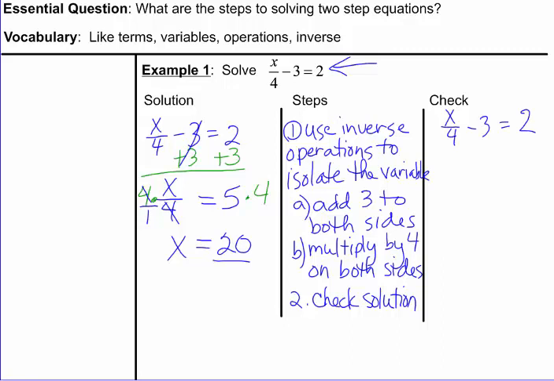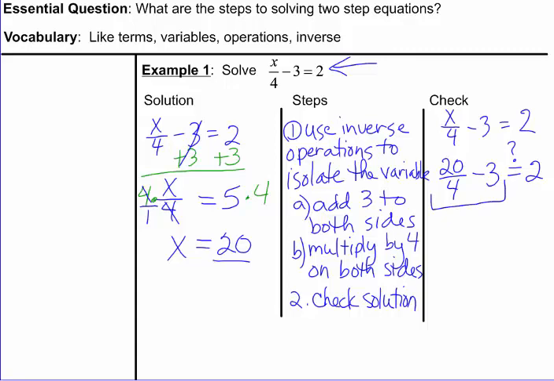The x we got was 20. So it's 20 over 4 minus 3 equals 2. That's what we're checking. Does it equal 2? We're not changing the 2 side; the 2 side does not change. We are only going to be working with this side of the expression, and we're going to simplify it and see if we get 2 equal to 2 at the end.